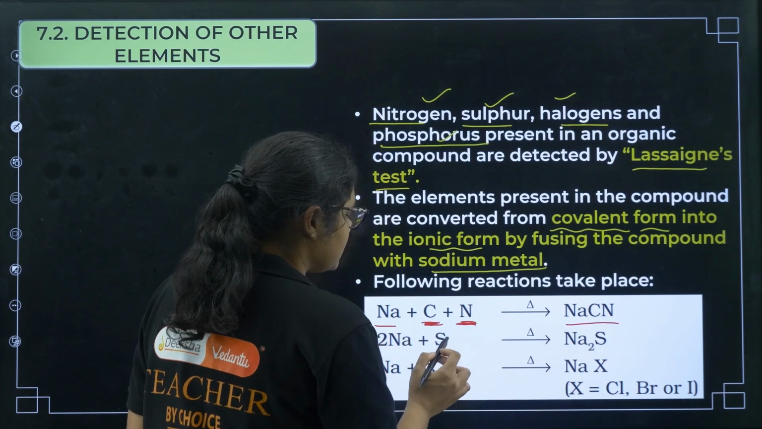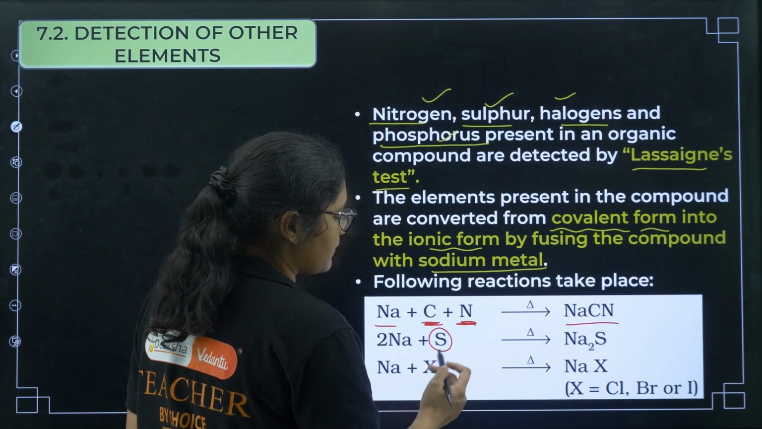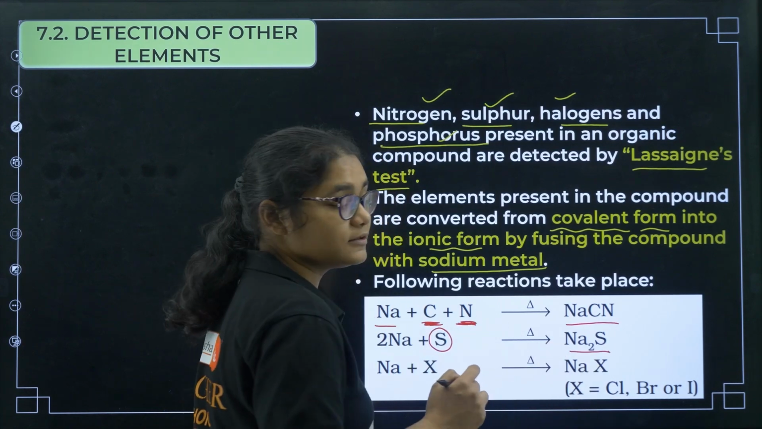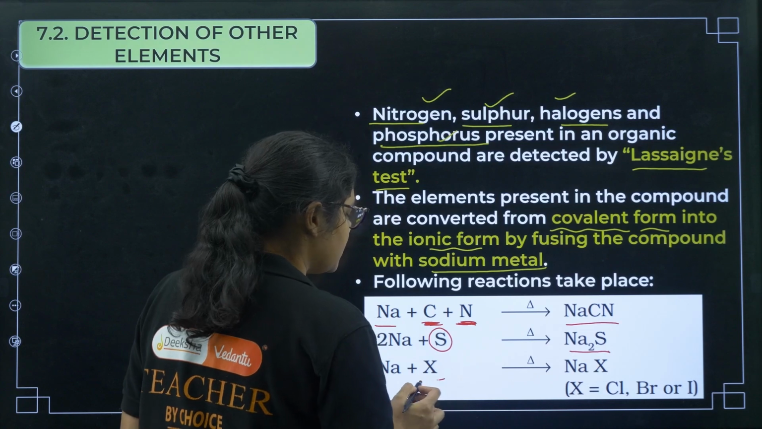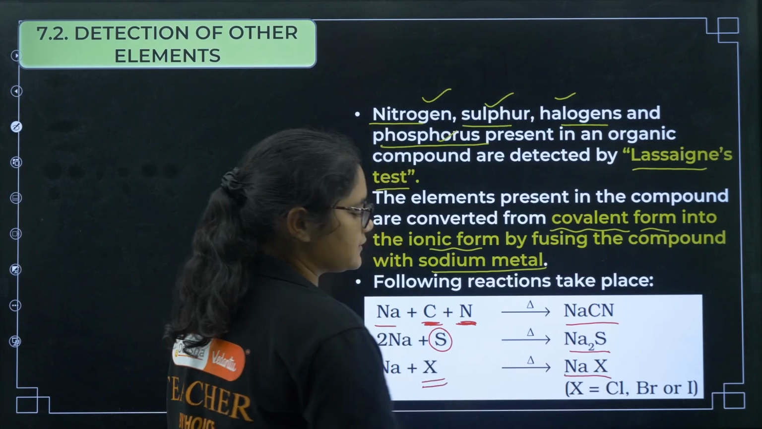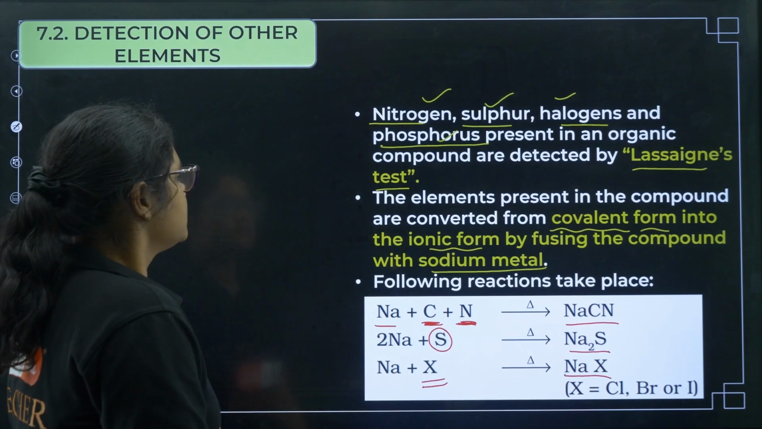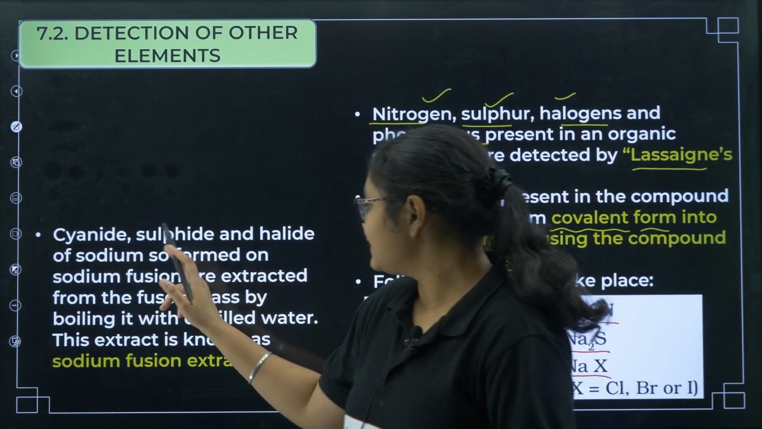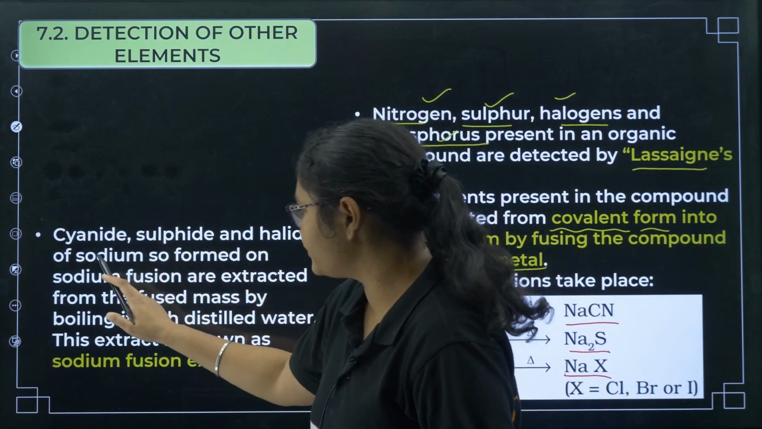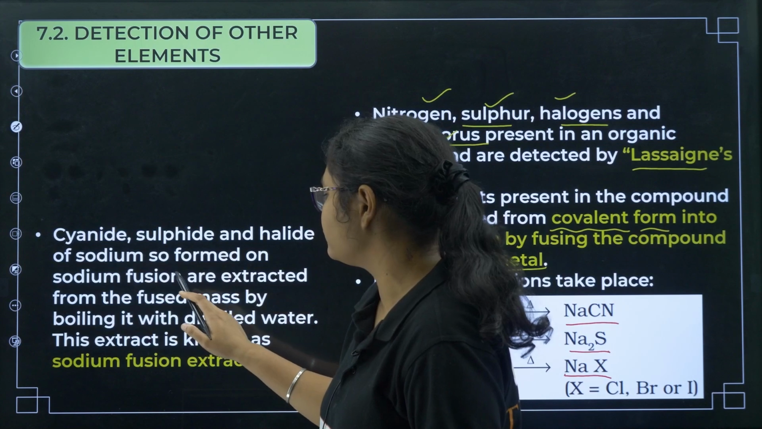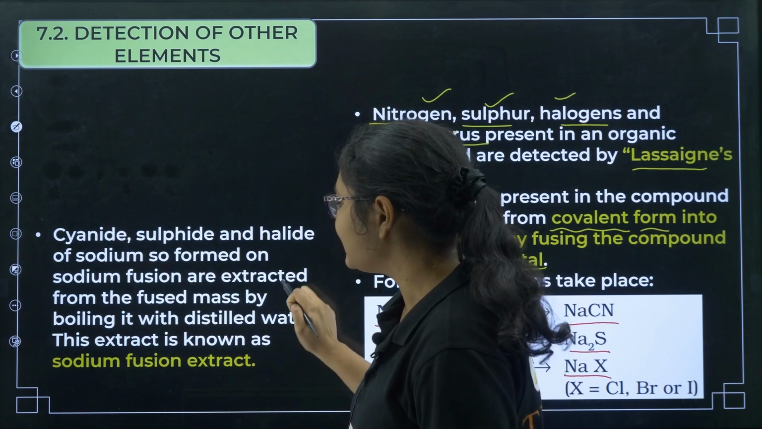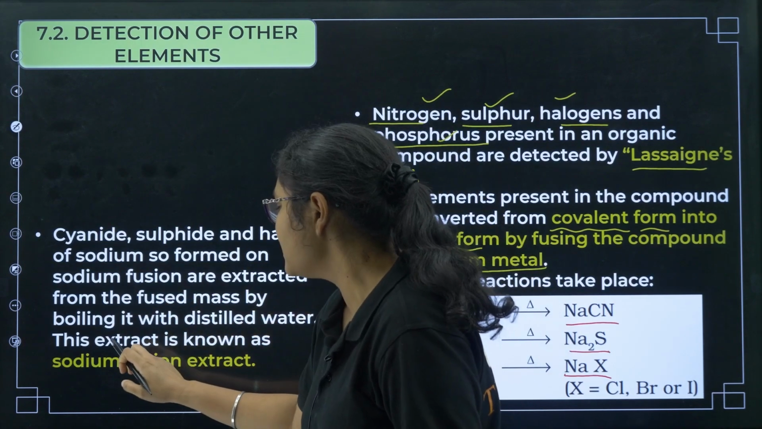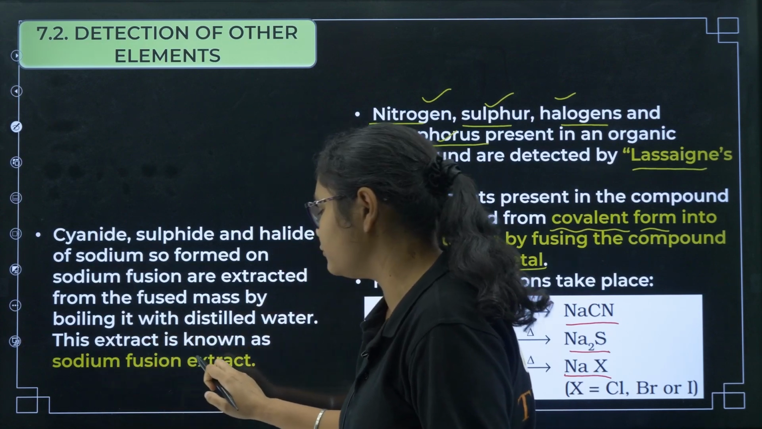Okay, next, if sulfur is present in that organic compound, that sulfur will come out from the organic compound and you will find sodium sulfide. If any halogen is there, you can find NaX. Okay, so next you can see, cyanide, sulfide and halides of sodium so formed on sodium fusion are extracted from the fused mass by boiling it with distilled water. This extract is known as sodium fusion extract.